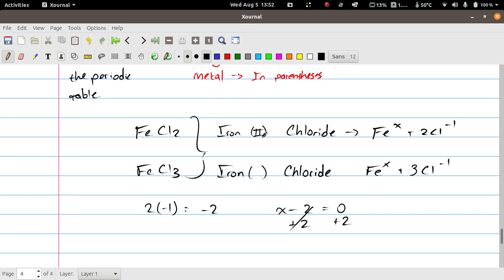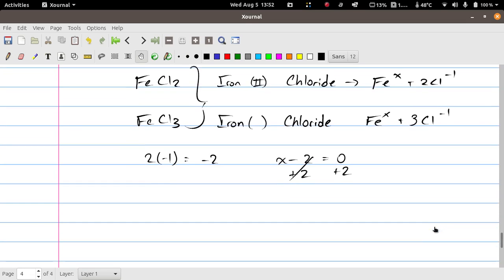So you would represent it as a Roman numeral for 2. For this one, I have 3 times -1, and I'm pretty sure a lot of you already did this, but I'm going to show anyways. So x minus 3 equals 0. If I add 3, x equals 3. So that means this one would be iron 3 chloride. And that is how you're able to tell the difference. So we have iron 2 chloride, iron 3 chloride.